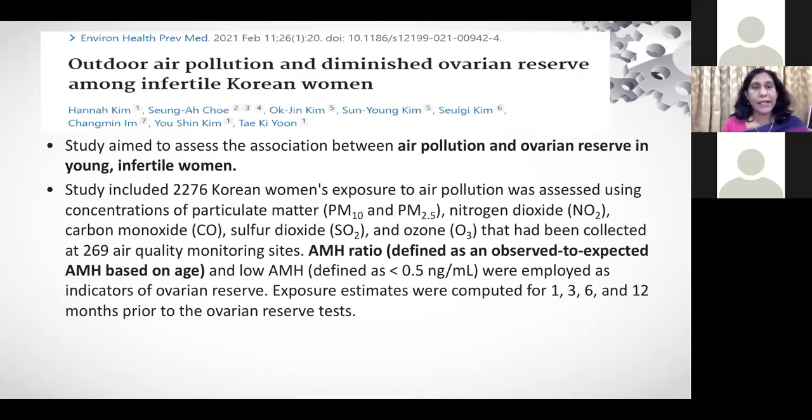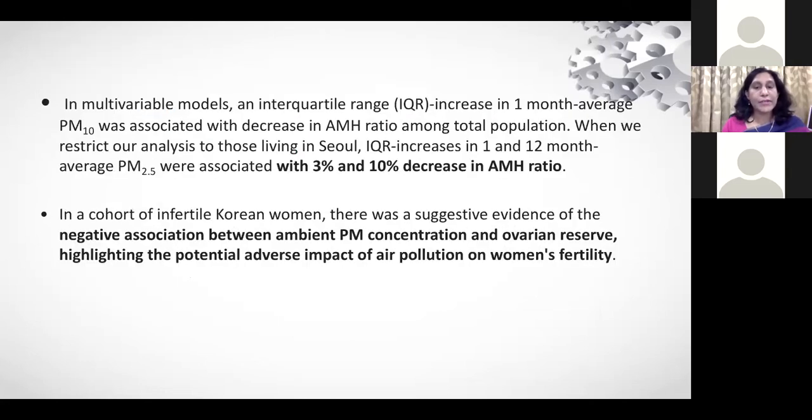So in this study, in Korean women, they compared the outdoor air pollution and diminished ovarian reserve. And they looked at the AMH ratio, which is defined as an observed to expected AMH based on age. And what they found was that there was a 3% to 10% decrease in AMH level with pollution. In a cohort of infertile Korean women, there was suggestive evidence of a negative association between ambient PM concentration and ovarian reserve, highlighting the potential adverse impact of air pollution on women's fertility.